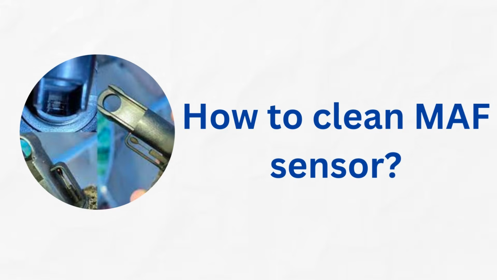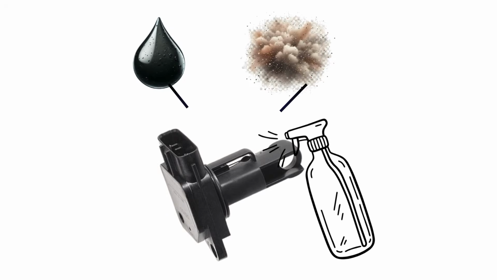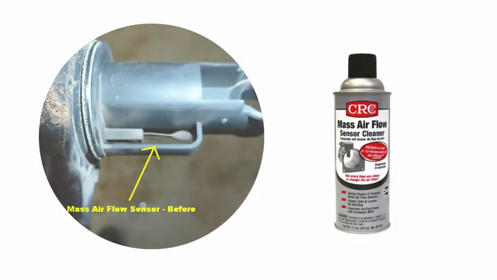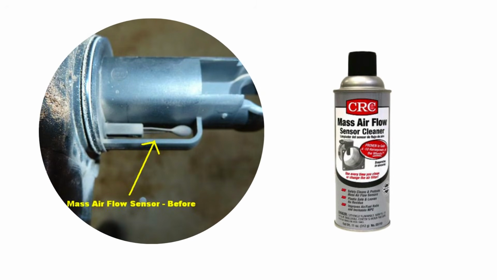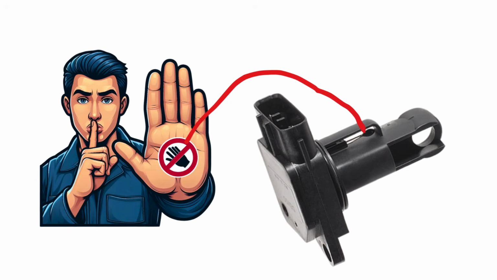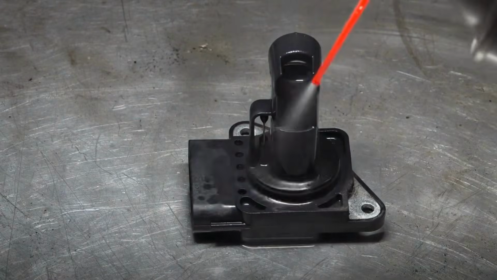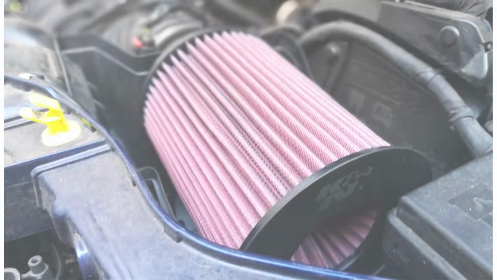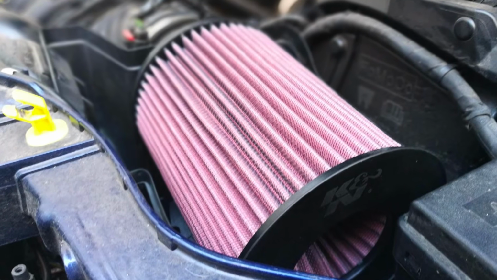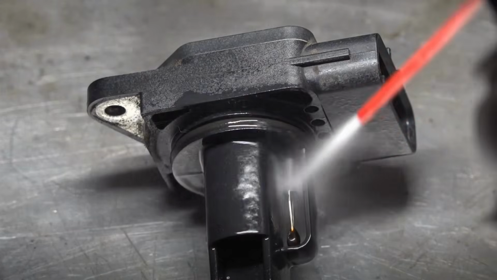Now, let's discuss how to clean a dirty mass airflow sensor. Cleaning the mass airflow sensor can be an effective solution if the issue is due to contaminants like dirt or oil building up on the sensor. You should use the MAF sensor cleaner to clean it. Make sure you don't touch the delicate wire inside the sensor and spray at the heated element from a distance. If you have been using an oil-based air filter like K&N, you should frequently clean the MAF sensor.